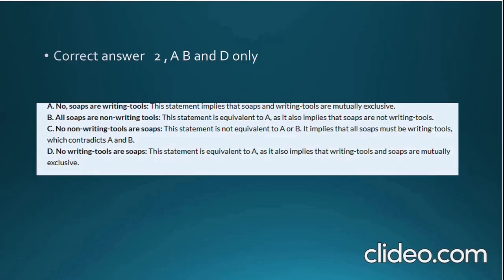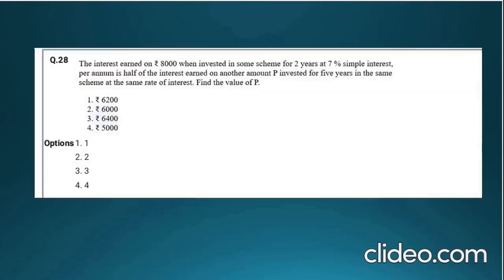Next question. The interest earned on rupees 8,000 when invested in some scheme for 2 years at 7% interest per annum, that is simple interest per annum, is half of the interest earned on another amount P invested for 5 years in the same scheme at the same rate of interest. Find the value of P. That is, 6,200, 6,000, 6,400, 5,000. Options 1, 2, 3 and 4.